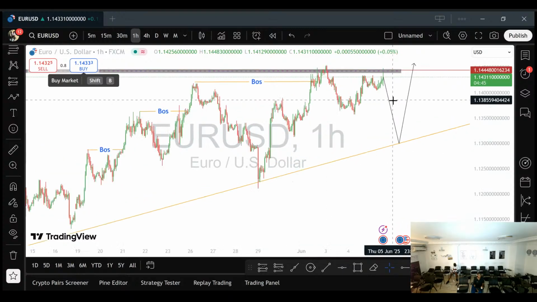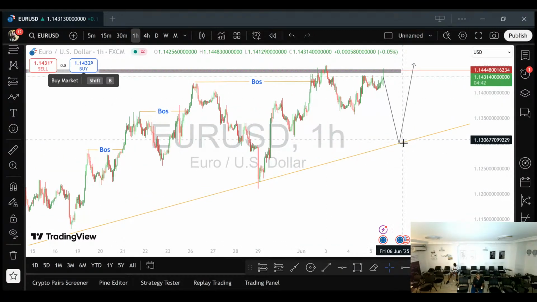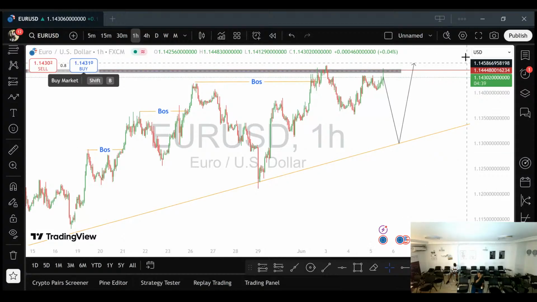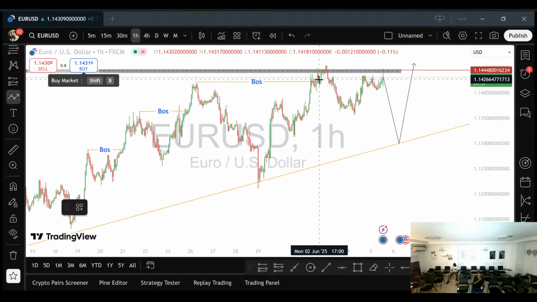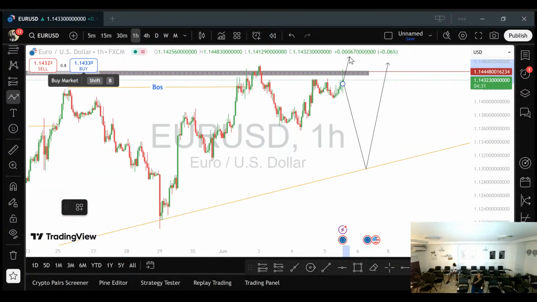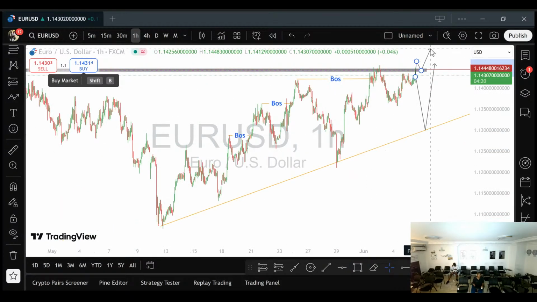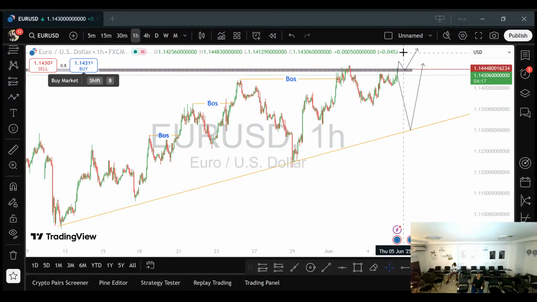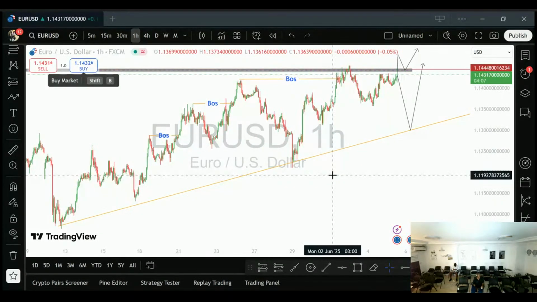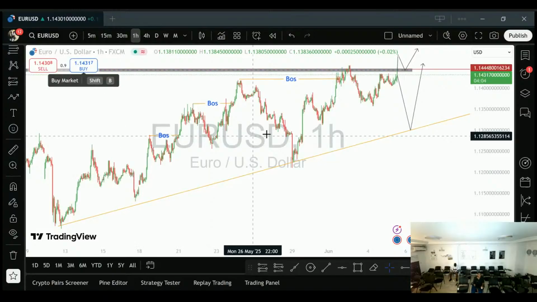So this is what I'm waiting for on EURUSD. This one is going to come down to this point and buy. If it breaks this resistance level, we are just going to wait for a retest, then continue to buy. If not, this market is going to come down, retest this trend line, and that's what we are looking for on EURUSD.